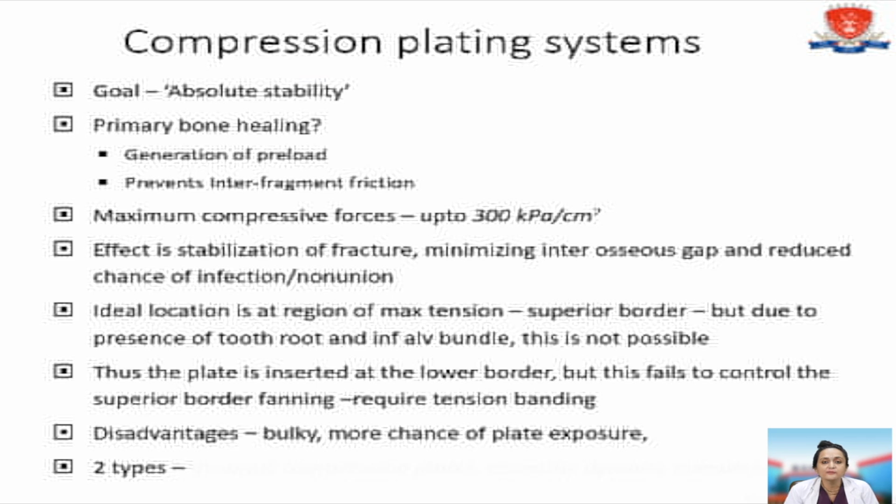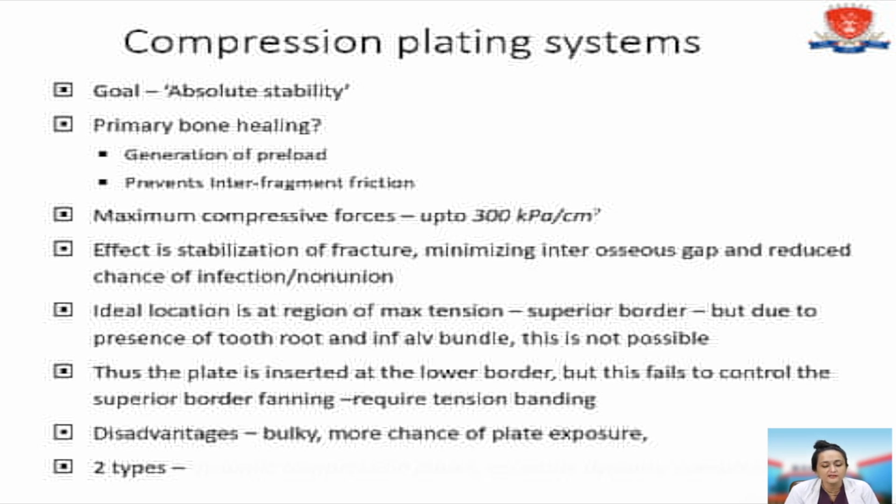So what is compression plating system? Maximum compressive forces of up to 300 kPa per centimeter square can be applied by a direct compression system. Ideal location is at the region of the maximum tension, that is the superior border, but due to presence of tooth root or inferior alveolar nerve bundle, this is not possible.